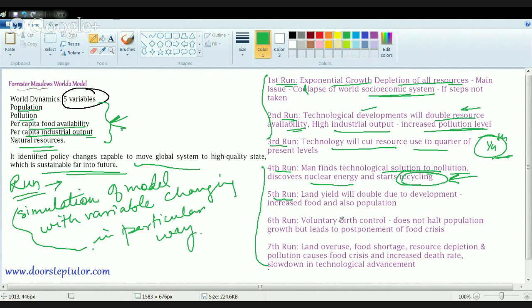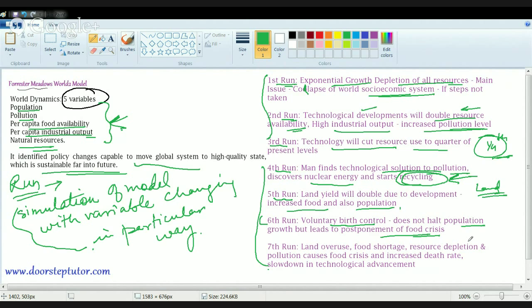In the fifth run, he talked about the land. He said that land yield will double with development. So as and when development increases, the land yield will increase, so we'll have more food for the people and we can sustain more population. In the sixth run, he talked about voluntary birth control. He said that we cannot halt the population growth, but we can postpone the food crisis. If we control our population, we can have food for more people, and in this manner we can postpone the food crisis to some later period.